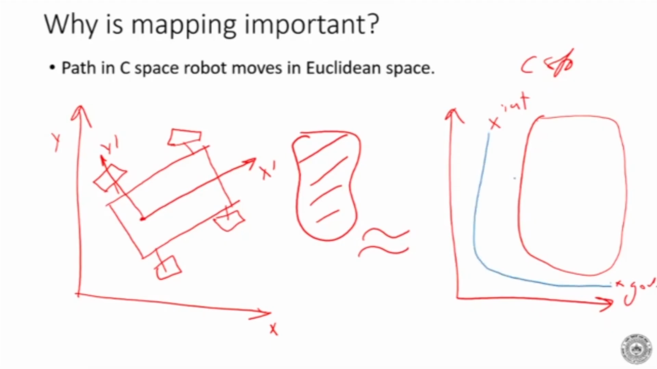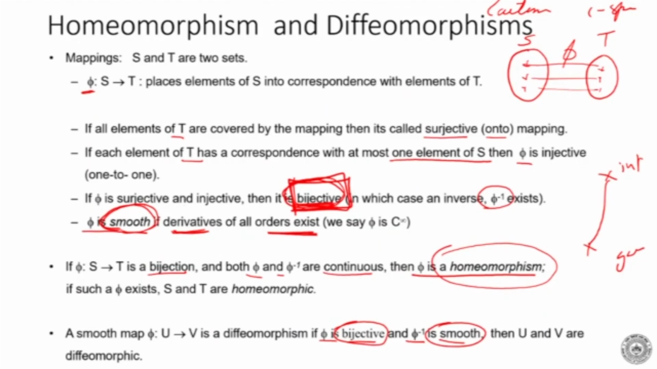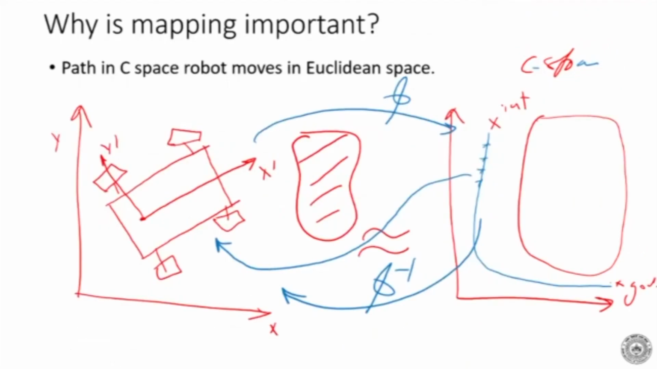Now once we have found the path in the C space, we have to come back to the real world now. That means at every point here, I have to find out what are the velocities which will actually take me there, by doing inverse kinematics. So this is the forward map and this is the inverse map, and both have to exist. And the path has to be continuous. We'll see why. So this is the importance of what we call a diffeomorphism, which is bijective, and phi inverse is smooth, when we are mapping between two spaces.